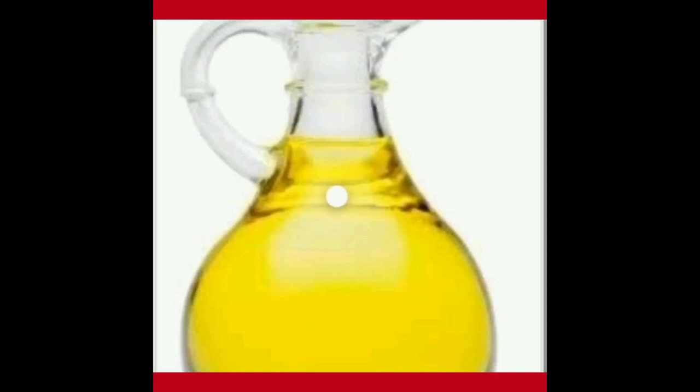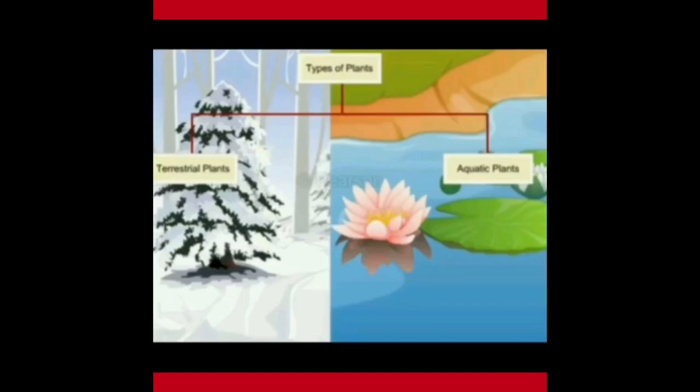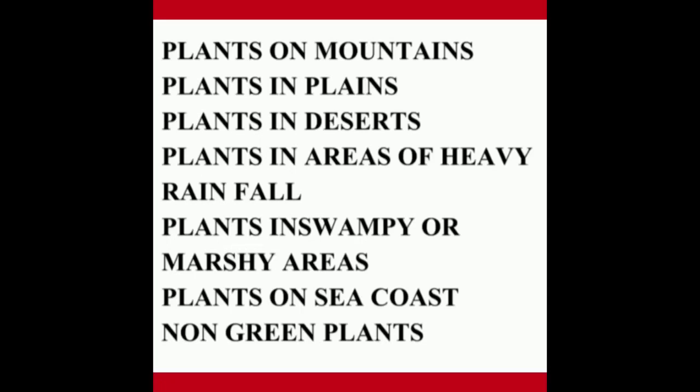And now, I'll repeat once again. Depending upon the adaptation, the plants are divided into two groups. 1. Terrestrial plants and 2. Aquatic plants. Terrestrial plants have 7 types of plants. 1. Plants on mountain. 2. Plants on plain. 3. Plants in desert. 4. Plants in areas of heavy rainfall.